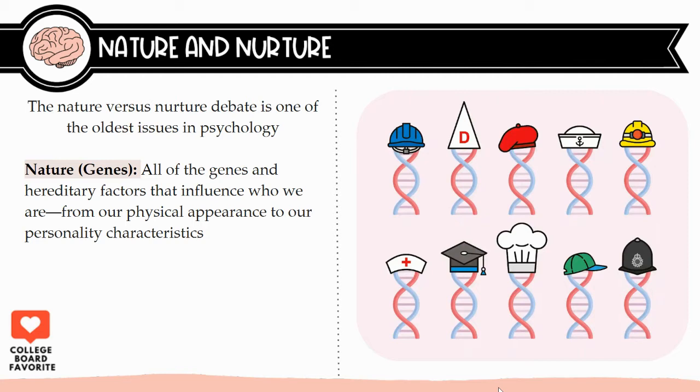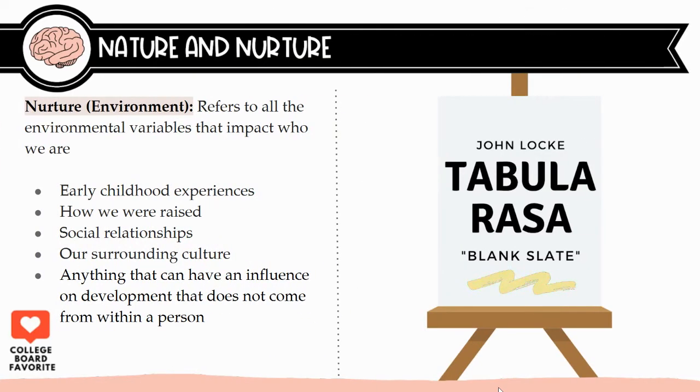So, when we start looking at nature, we're looking at genes. We're looking at the hereditary factors. We're looking at what you got from your parents. So, we're not only looking at, physically what you got from your parents, like eye color, hair color, skin color, everything like that. We're also looking at your personality characteristics that you got from them.